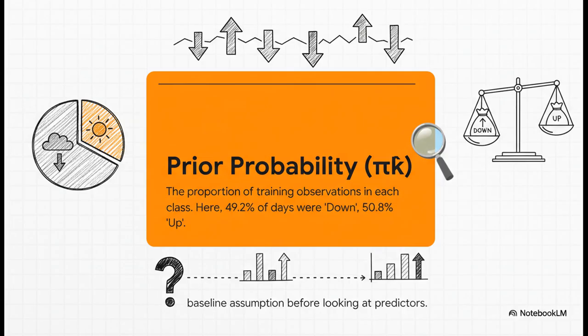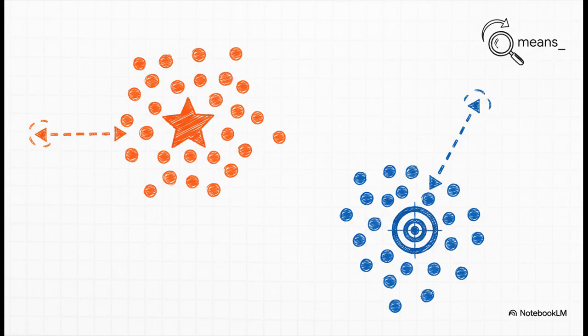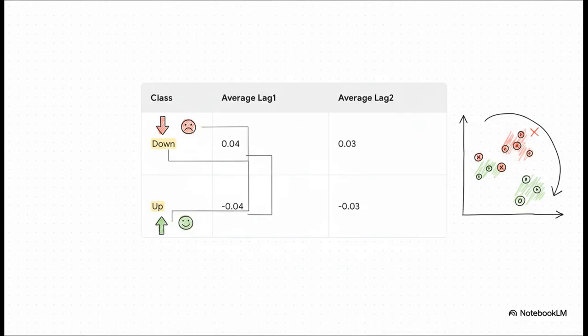Simple as that. Next, let's take a look at the means attribute. This attribute is going to show us the average value of lag 1 and lag 2 for all the down days, and then for all the up days. You can think of these as the center of gravity for each group. And what's really interesting here is the pattern it shows. On days the market went up, the previous day's returns were, on average, slightly negative. And the opposite is true for days the market went down. The model is already picking up on a subtle little trend there.